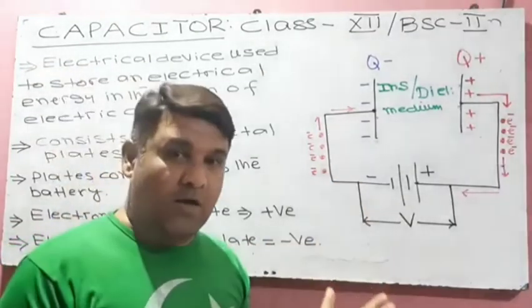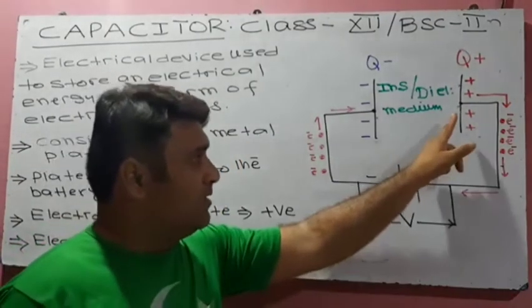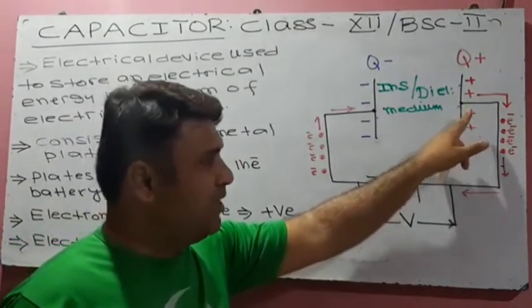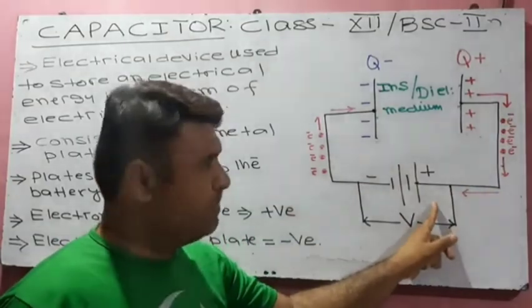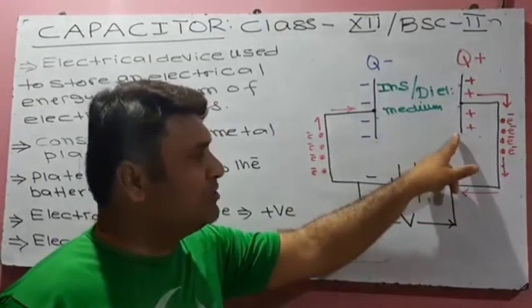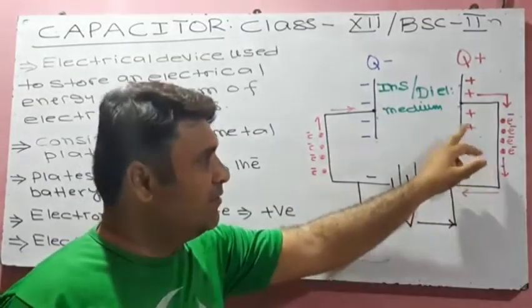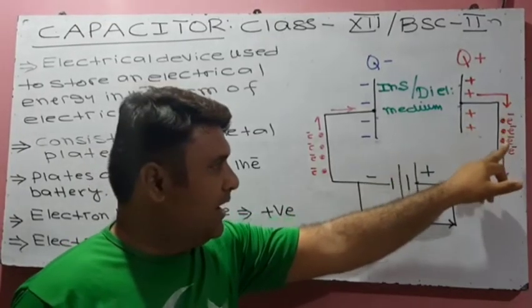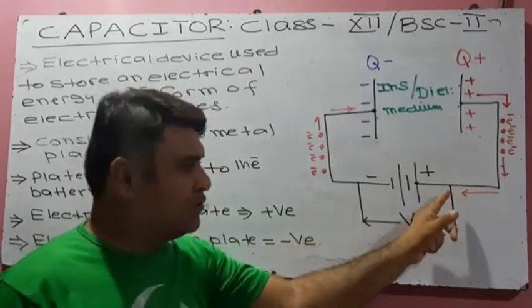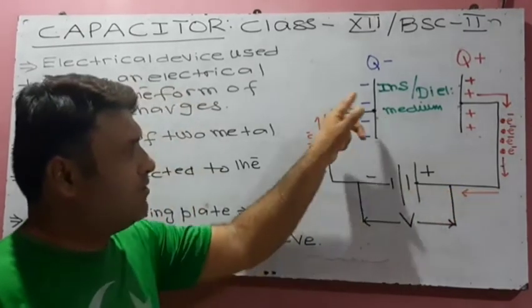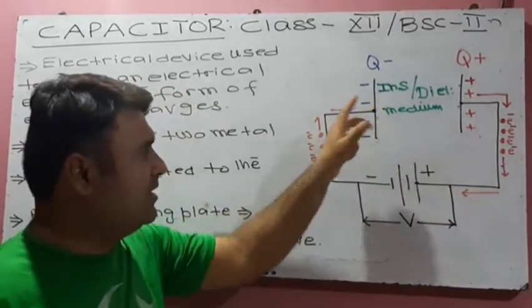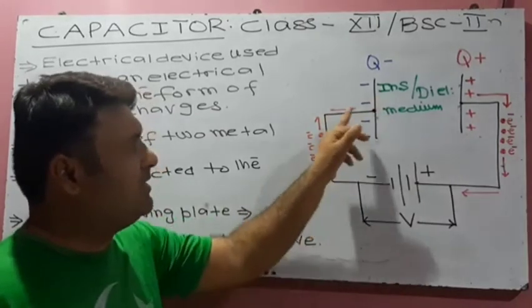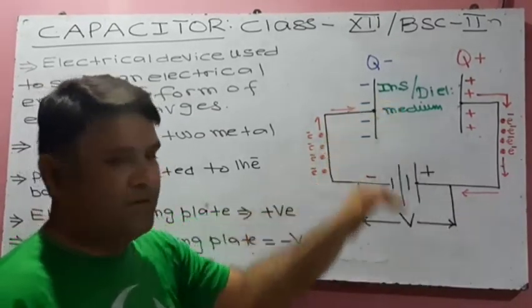How does a capacitor work? The plate which is connected to the positive terminal of the battery will lose electrons. Suppose 4 electrons are going out from the plate, and these 4 electrons are going towards the other plate of the capacitor, and these 4 electrons will be stored in the other plate.